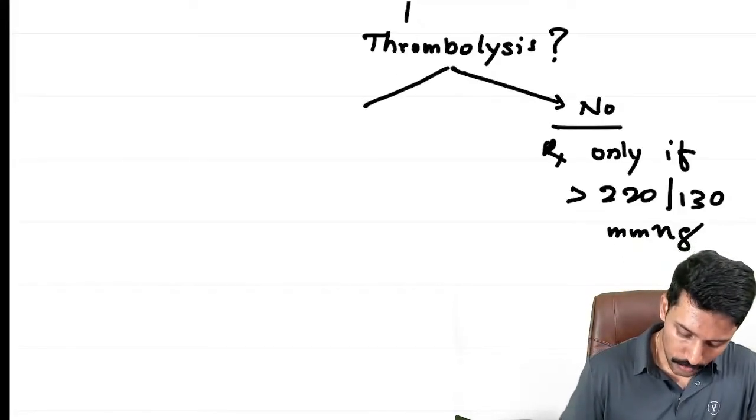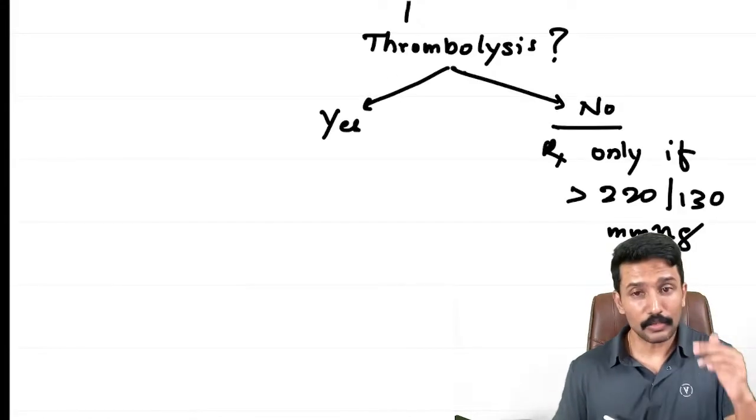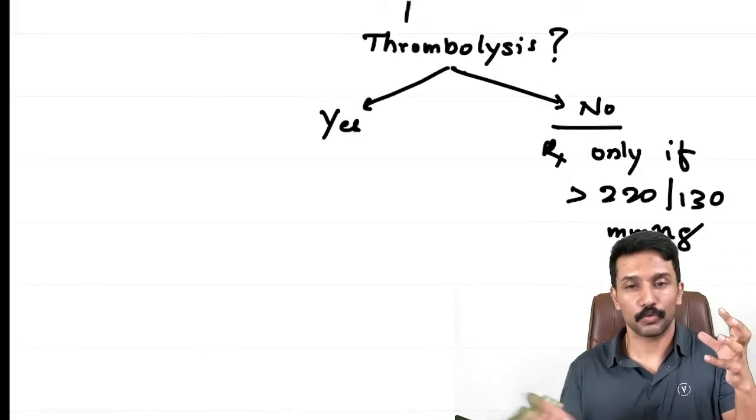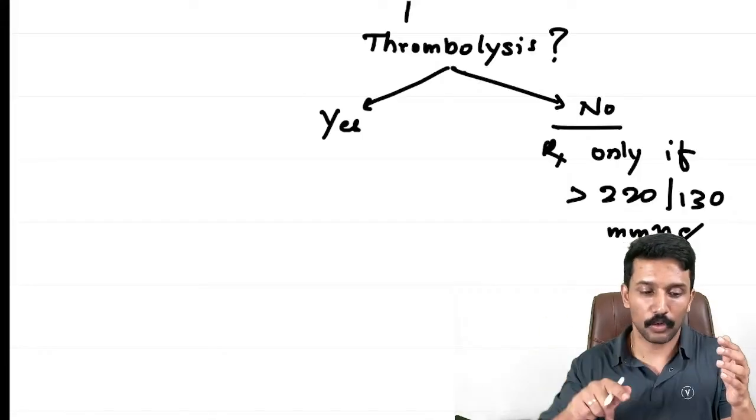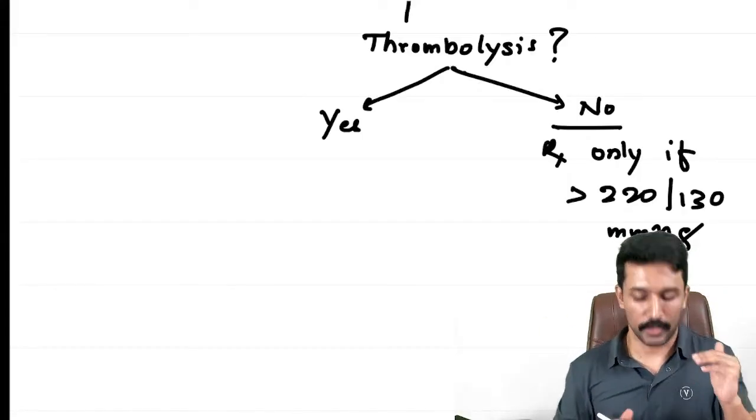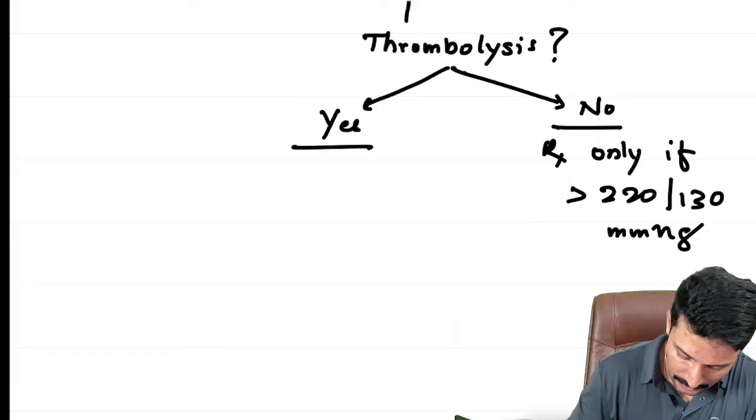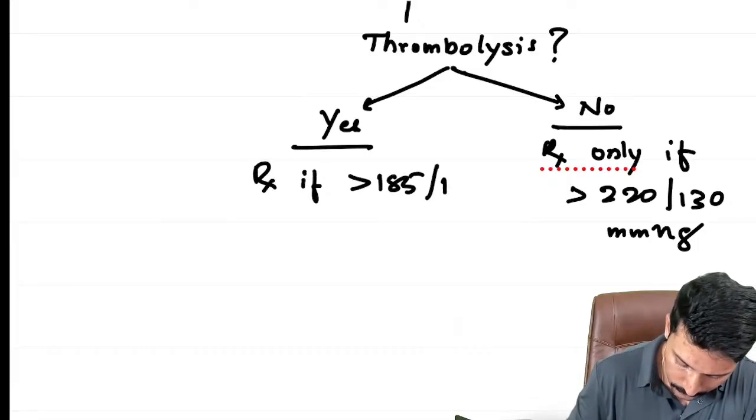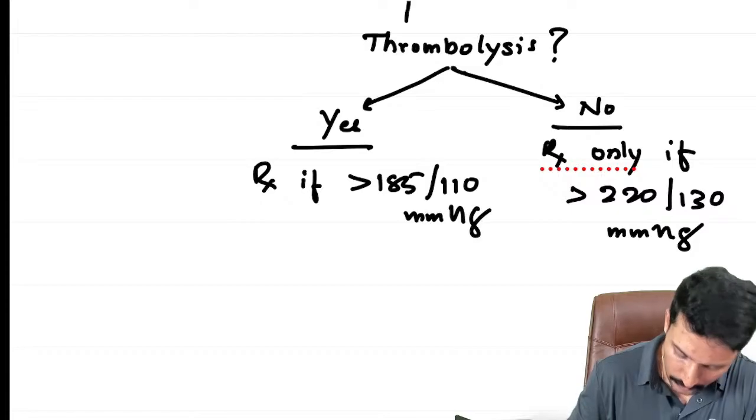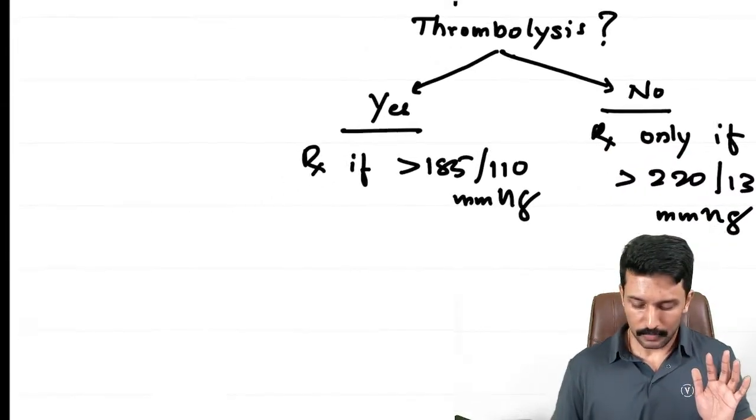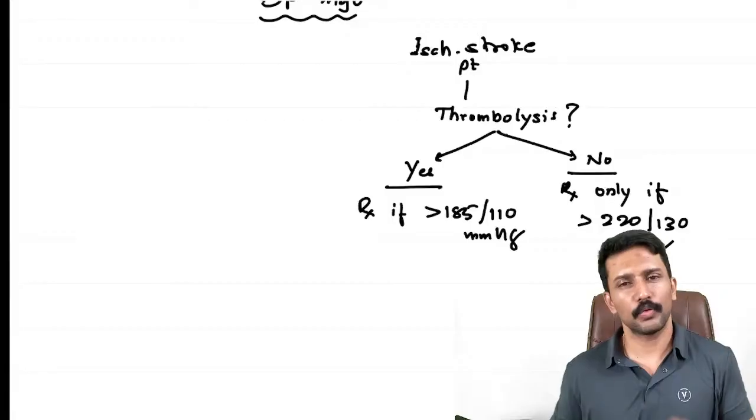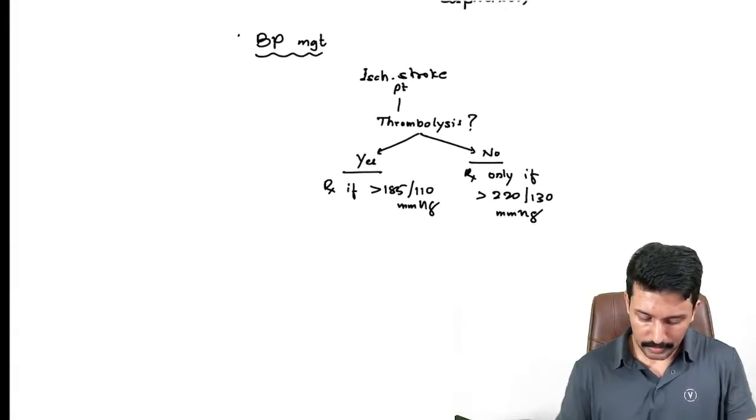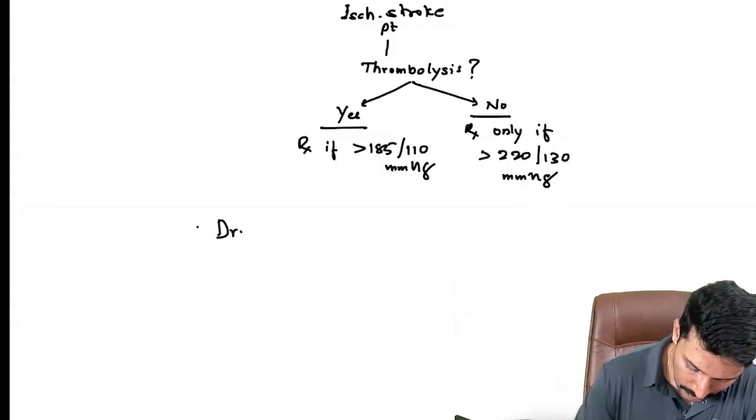But if you are going for thrombolysis, then the risk of bleeding comes at a lower BP value. 220/130 is for normal individuals who are not taking any thrombolytic drugs. But if I'm giving thrombolytic drugs, you may bleed at a lower value. If that is the case, treat if more than 185 by 110 millimeters of mercury, right? So if you remember this protocol, you will be able to choose what we need to do for the BP. Okay. After that, we will talk about the drugs that we will administer.